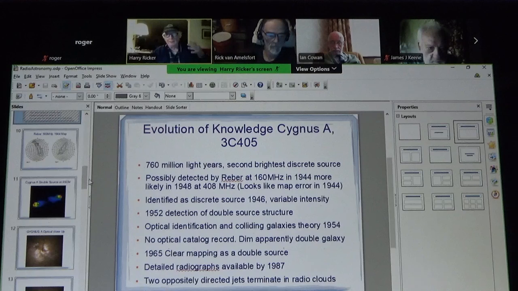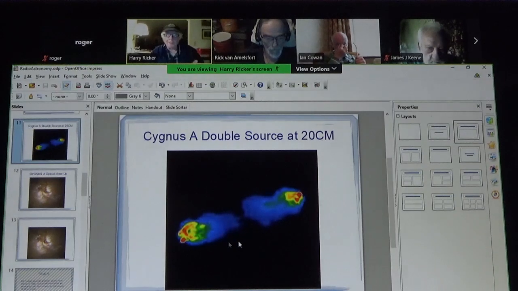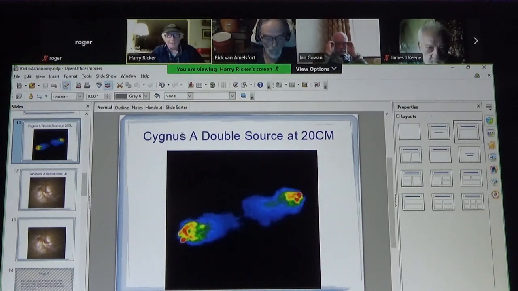So here is this galaxy that's the brightest that we know of, and produces the most energy, and we can't even see it. It's very hard to see with a telescope. It's really far away, and so it's putting out a tremendous amount of power. Here's a radio map of Cygnus A at 20 centimeter wavelength. You can see there's two big radio lobes, and Cygnus A is between them.